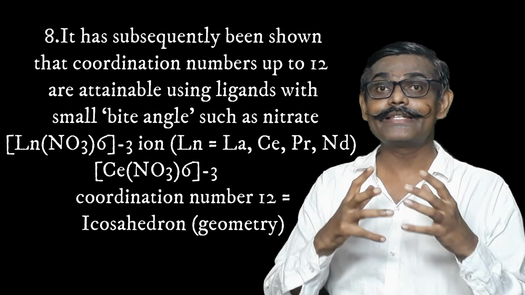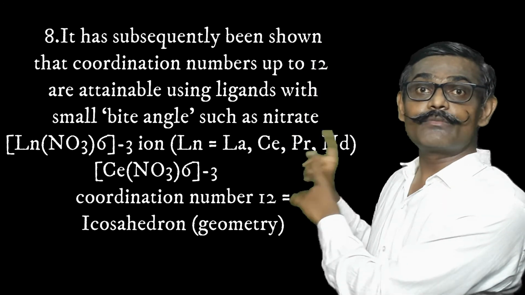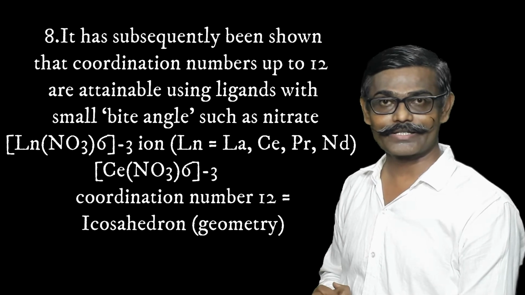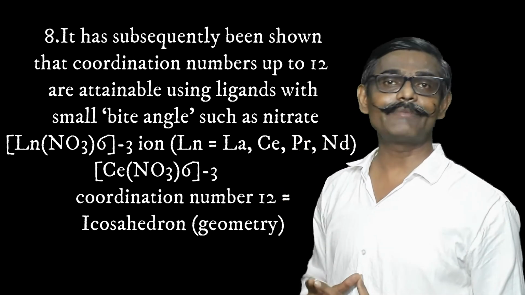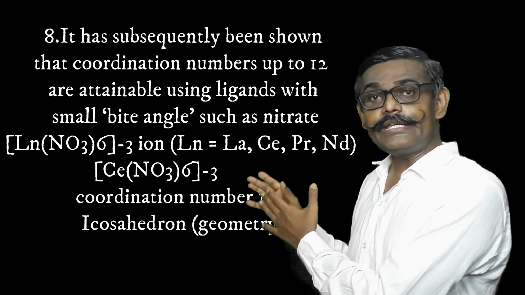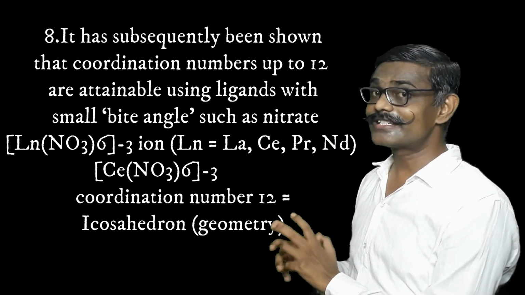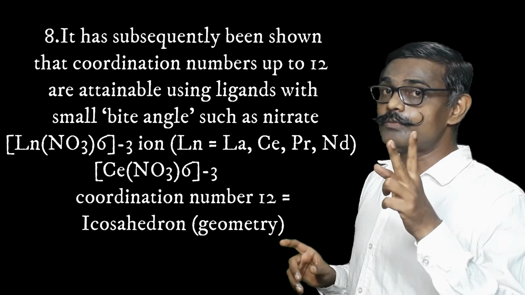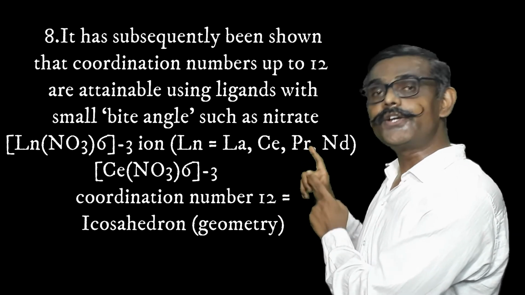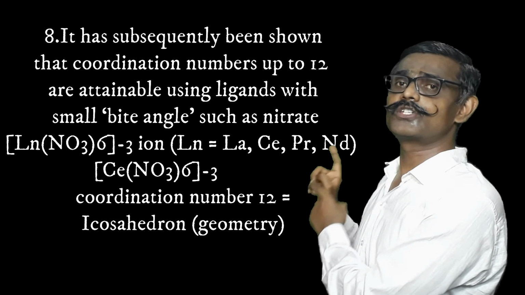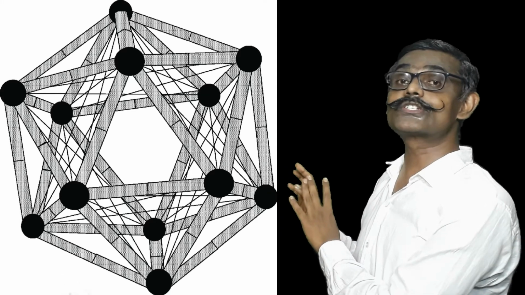To where is this coordination number extendable, what is the maximum possible coordination number? 12 is the maximum coordination number possible for lanthanoid complexes, especially with ligands which need a small space. 12 bonds may be possible. For example, Ce(NO3)6. NO3 minus is a bidentate ligand, so each ligand forms 2 bonds. Such 6 ligands are there. So how many bonds are there? 12. So what is the coordination number? 12. So such a large coordination number is possible. And if the coordination number is 12, the geometry for that complex is icosahedron.